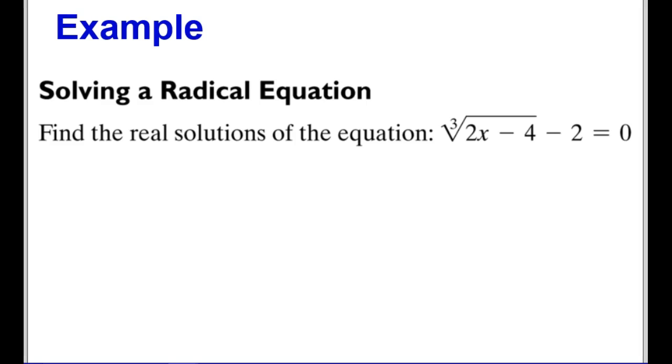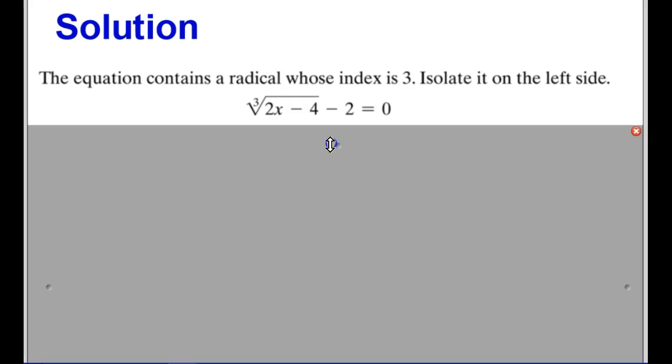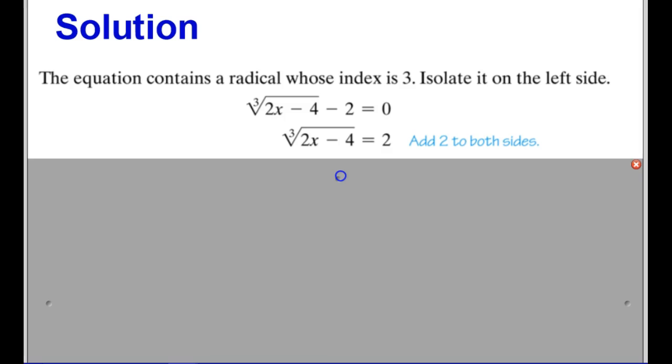Okay. So now we're going to be solving a radical equation. So remember, solving is getting x by itself. So the first thing I always want to do is get that radical all by itself. So here we see I'm subtracting 2. So the first step I want to do is add 2 to both sides.